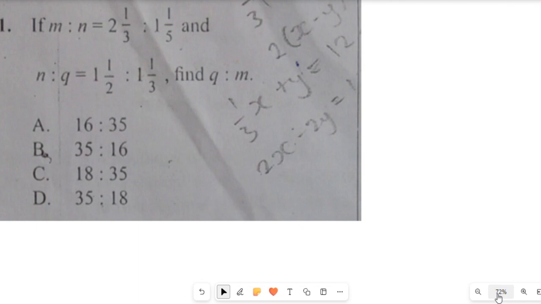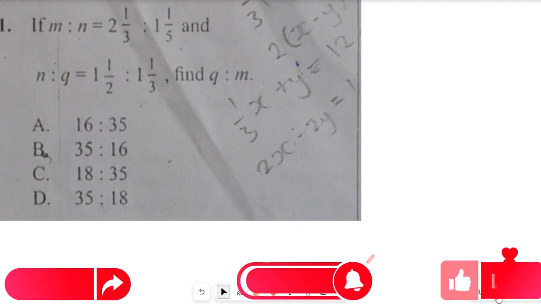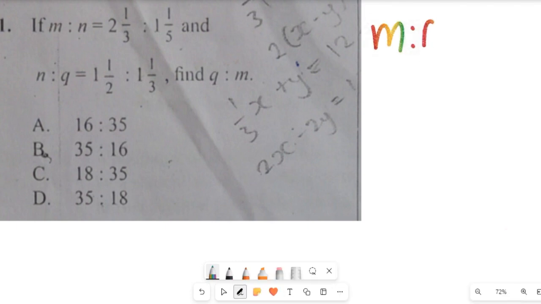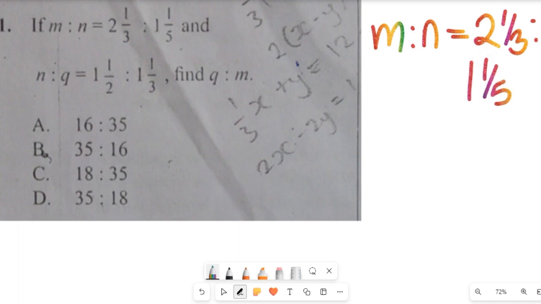M. So the first thing that should come to your mind is to see how you change this mixed fraction to a proper fraction. So let's see how we'll go about doing that. If we look at those expressions, we are initially given that m ratio n is equal to 2 1/3 ratio 1 1/5.